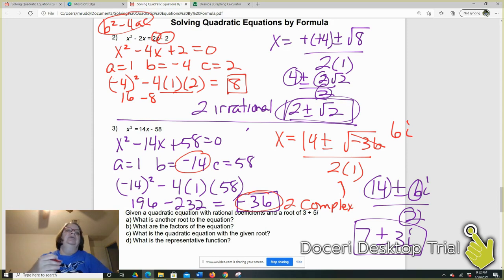What are we doing? We're following the directions. We put it in standard form, which means the x squared term, then the x term, then the term without the x. Then we found a, b, and c. Found the discriminant, used the chart to determine the nature of the roots, and we plugged it into the quadratic formula.